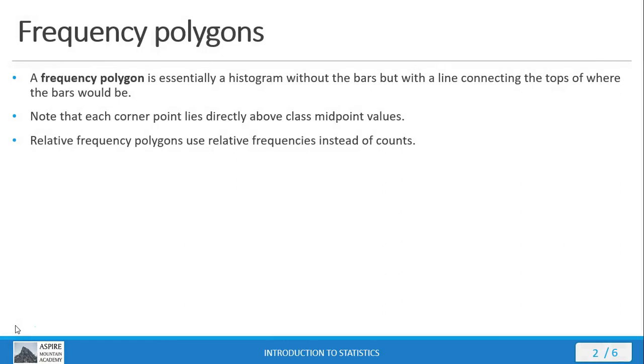Okay, frequency polygons are essentially histograms, but with lines instead of bars. So the lines are connecting what would be the tops of the bars if they were there. We've got two examples to look at here.